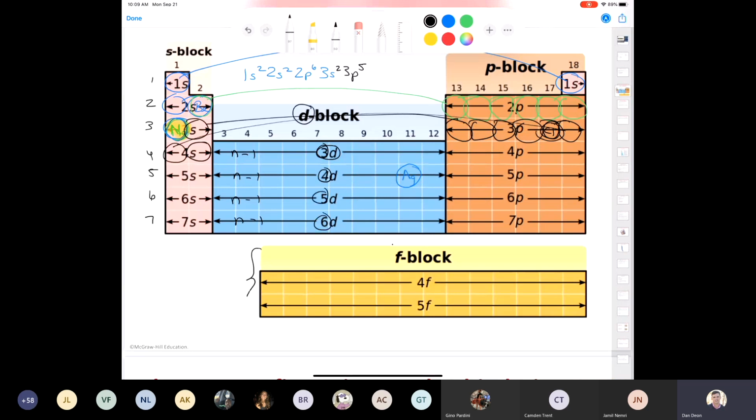And for the lanthanides and actinides, you do n minus 2. So the lanthanides and actinides actually get squozen. Is that a word? Squozen? I don't know. They get put right here. So if you have 6 minus 2, that gives you 4, and 7 minus 2 gives you 5. So if you've ever wondered where those come from, there we go.